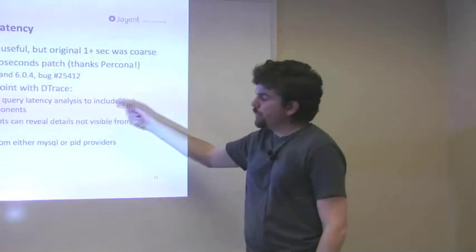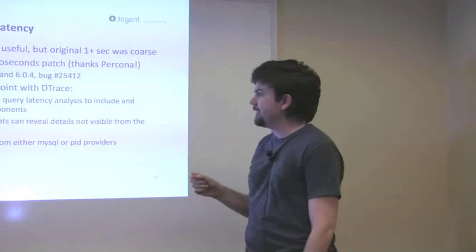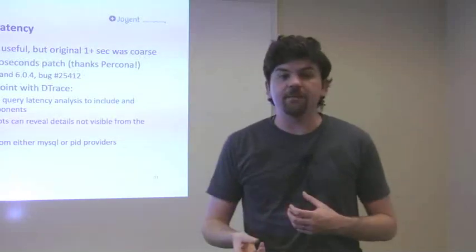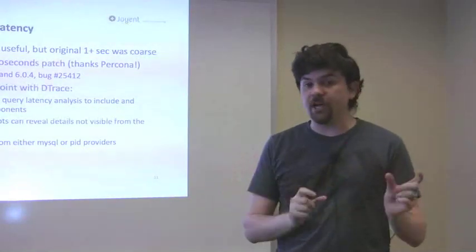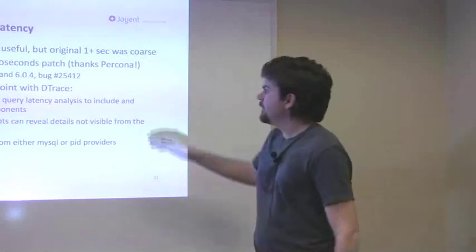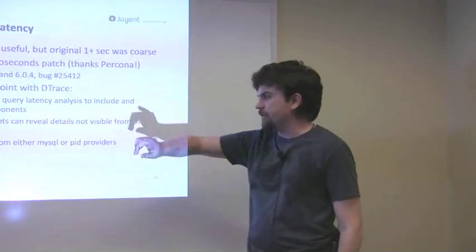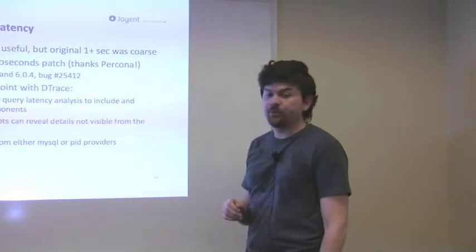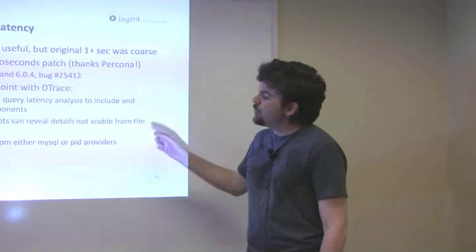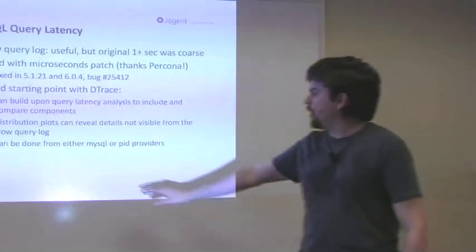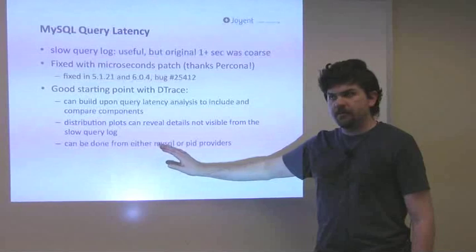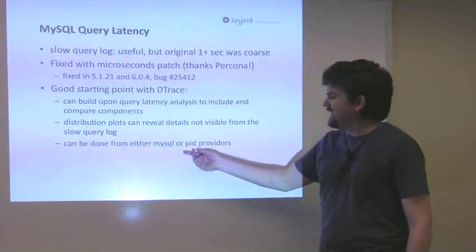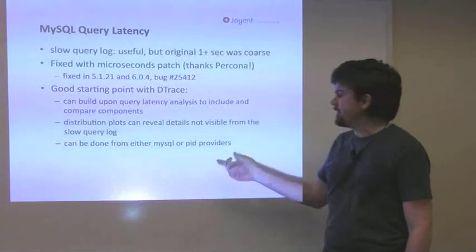With query latency, you can build upon it to include and compare other components. Like I said earlier, it's ideal to be able to express things in units of time because you then can compare them. Distribution plots, like we saw with the previous heat map, can reveal details that aren't visible from the slow query log. You can also fetch MySQL query latency either from the MySQL user statically defined tracing provider, USDT, or the DTrace PID provider, which does dynamic tracing if that's not available.